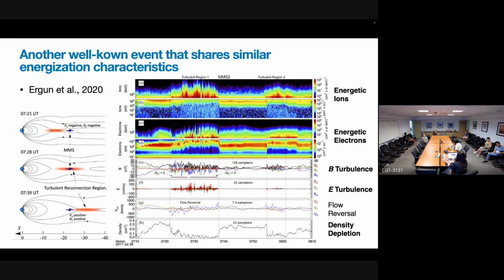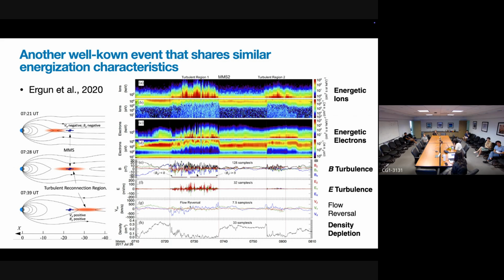For the test particle simulation, we're using observed parameters to set up the background and initialize the simulation. Looking at the overview of this event, again with the magnetic field, we're crossing from the south of the lobe, as you can see from the negative BX, the blue trace here. Then we entered into a turbulent region, and we're going out.